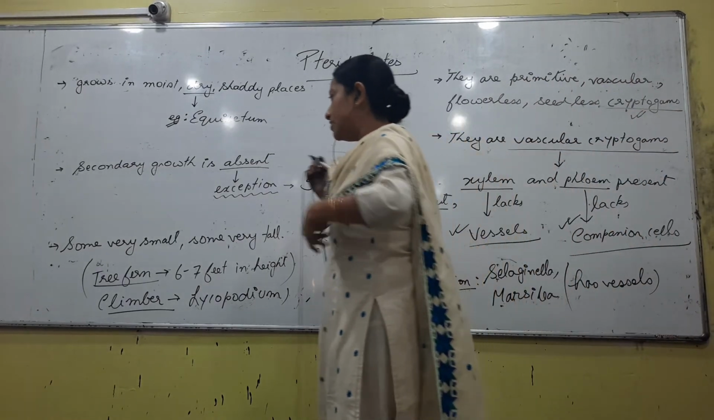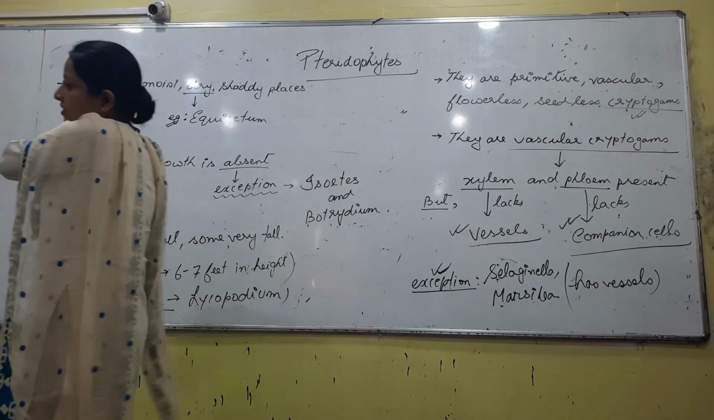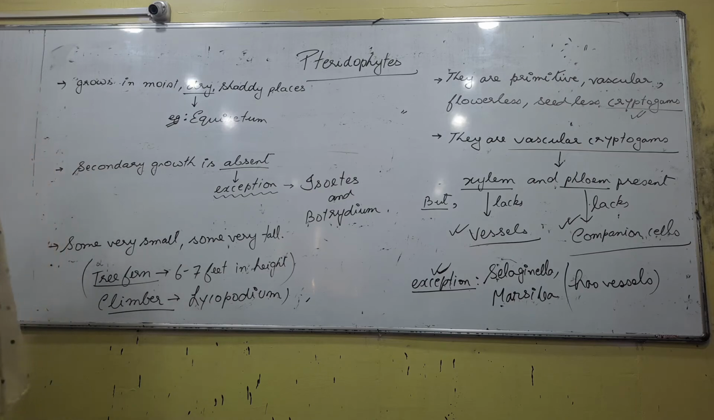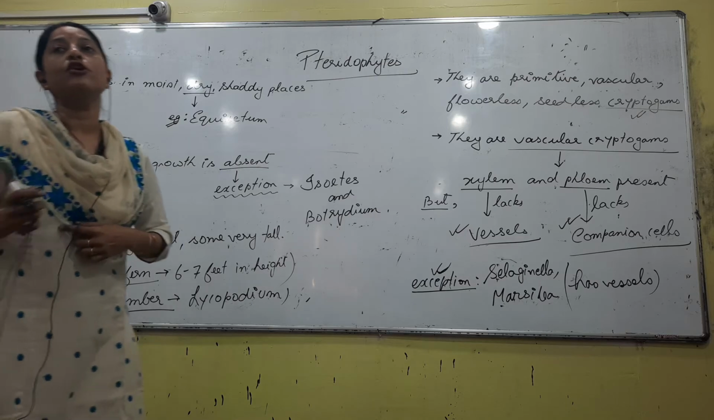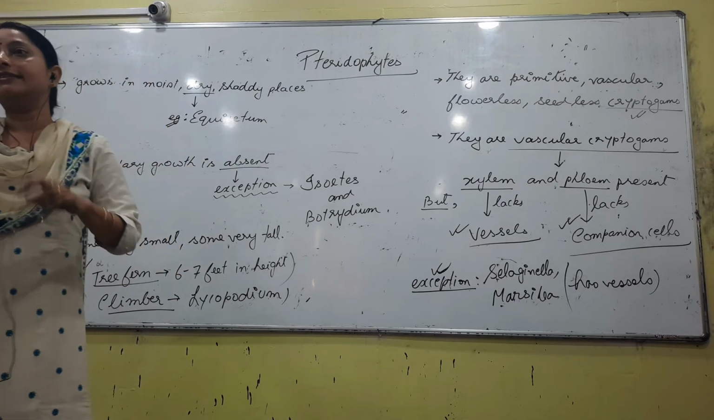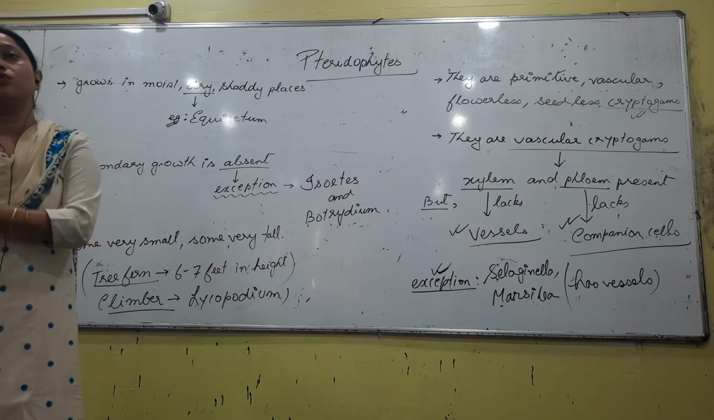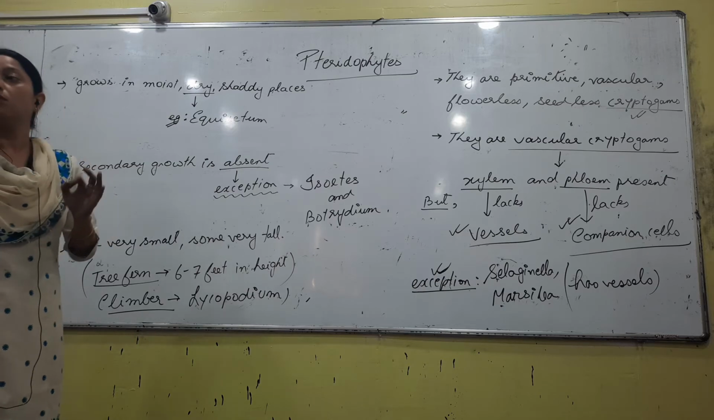Next is talking about secondary growth. What do we know about secondary growth? Each and every plant has two types of growth. One is called primary growth and the other is called secondary growth. What is primary growth? Starting from the point of germination, that type of growth that every plant shows, that is what is called primary growth. What is secondary growth?